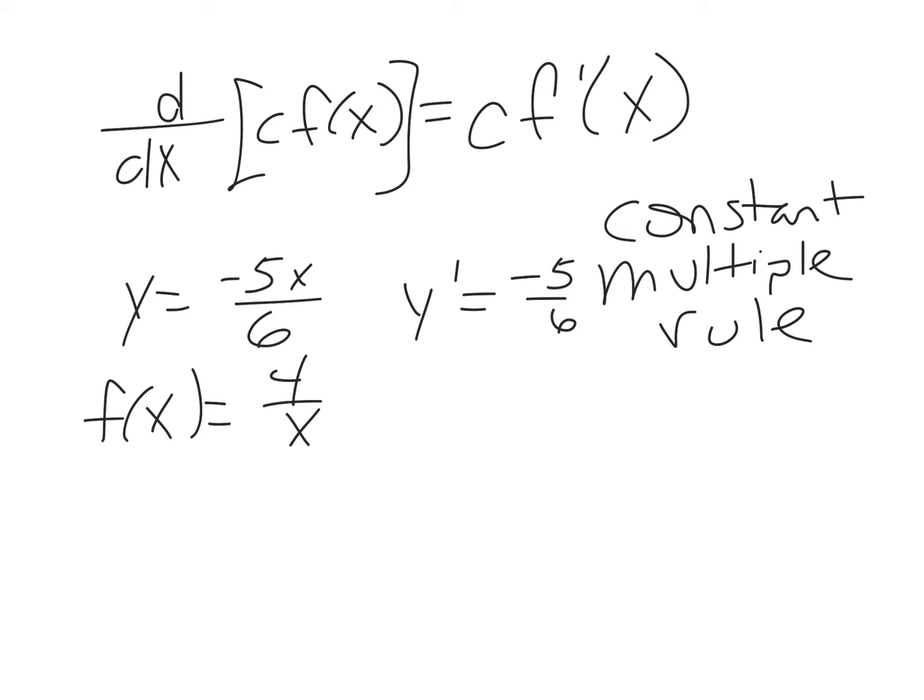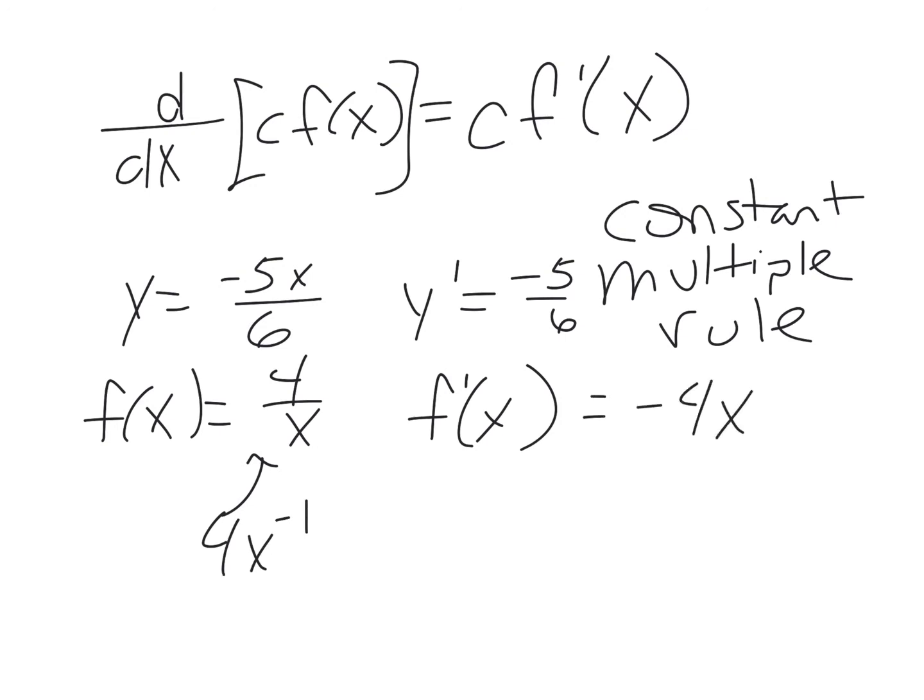Now we got f of x is equal to 4 over x, and we need to find a derivative of that. Keep in mind, this is just like saying 4 times x to the negative first. We bring out negative 1 up front, so we get negative 4x, subtract 1 from the exponent, so it'll be negative 2. So it'll be negative 4x to the negative second.